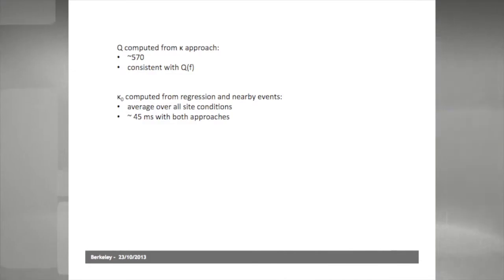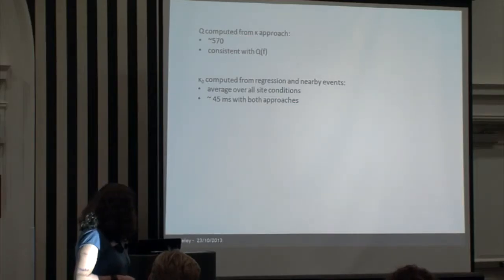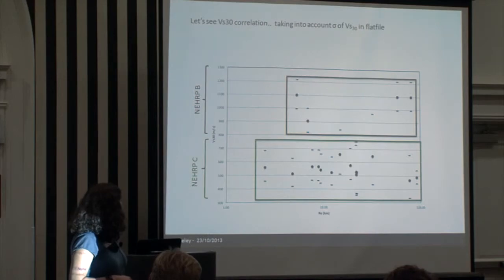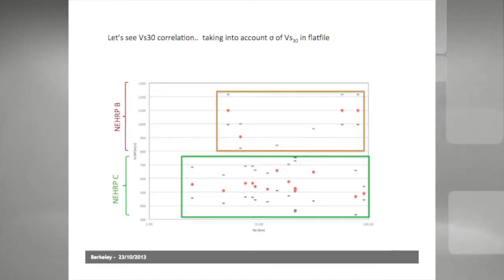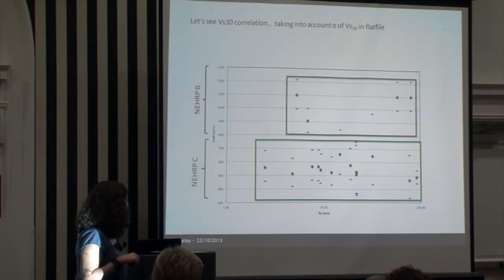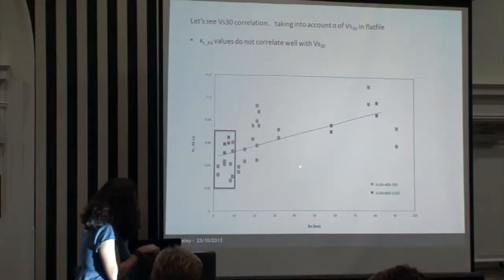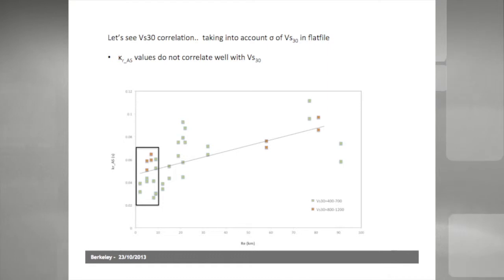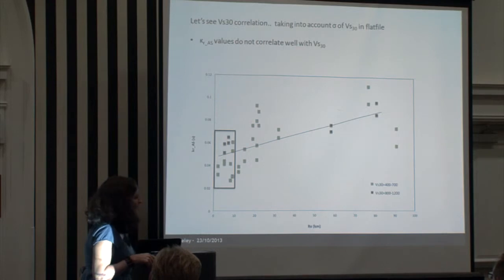The kappa naughts, on the other hand, we can look at with respect to the site conditions we have at each site. Given the sigmas we have, we can't really look at the individual kappas versus VS30 because this is just a big mess. So I'm just going to plot NEHRP B sites in brown and NEHRP C in green, which I just realized is exactly the combination of colors that colorblind people can't see, so I'm sorry. These guys here, and these guys here, are brown.